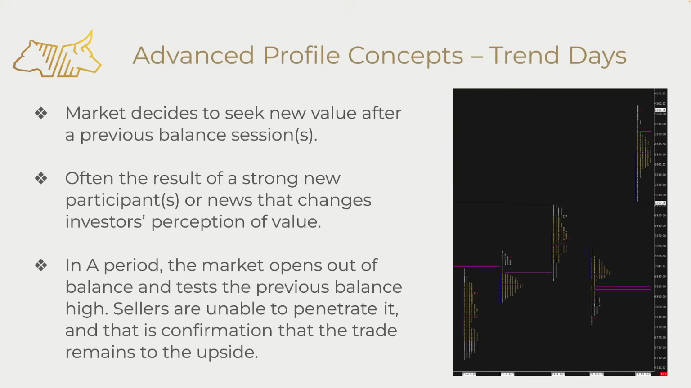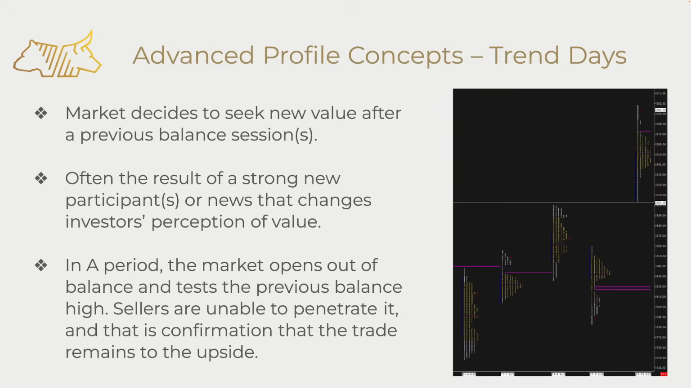So let's look at an example of a trend day on the right. So we had the market sort of balancing for about 4 days or so in early November. And then on November 10th, the market in A period opened well outside of a prior 4-day balance.